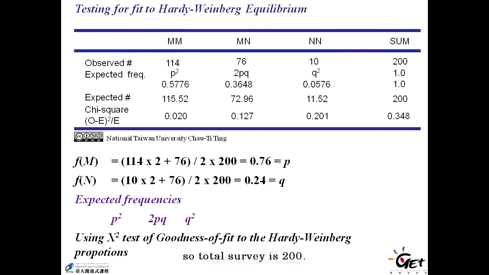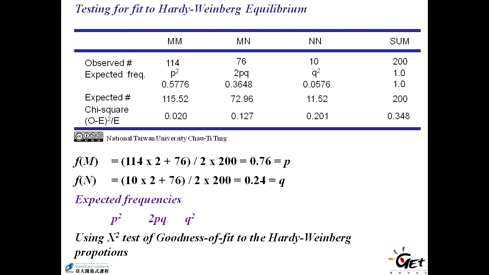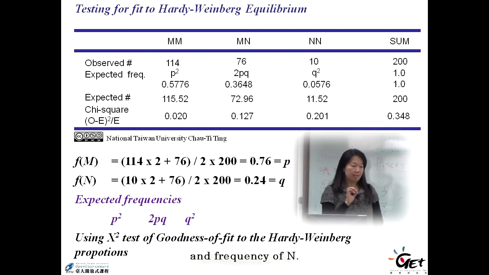So here you have 3 genotypes, you have 3 numbers. The total survey is 200. Then you have, say, 114 individuals who are MM homozygous, 76 individuals who are heterozygous, and the remaining 10 individuals are NN homozygous. So that's your result from the population. And based on the population result, you can calculate frequency of M and frequency of N, right?